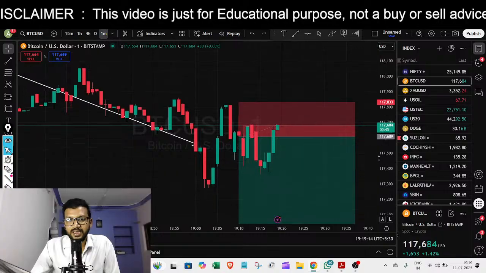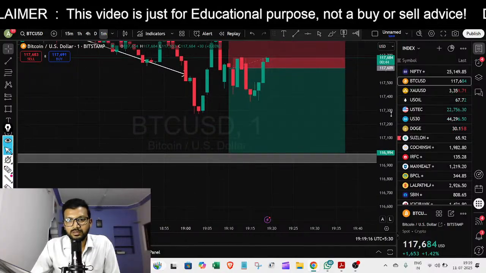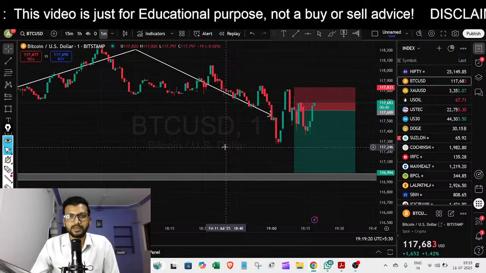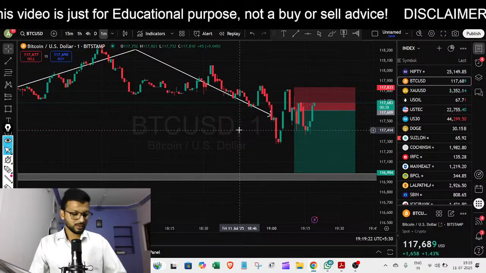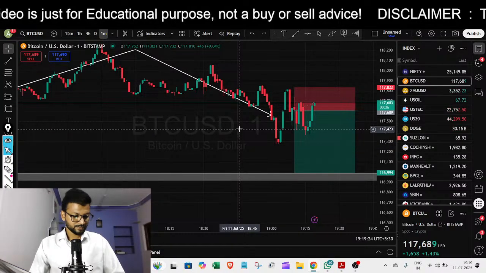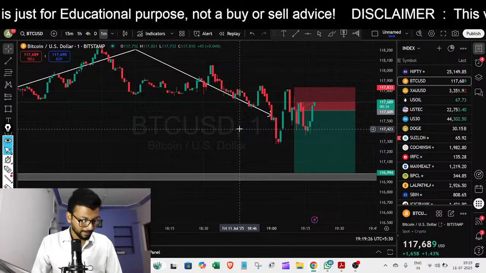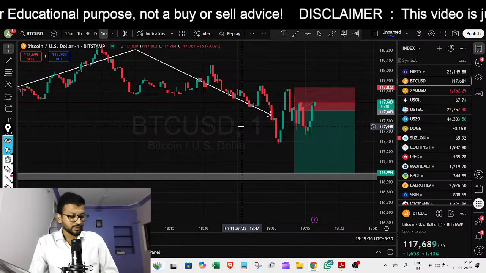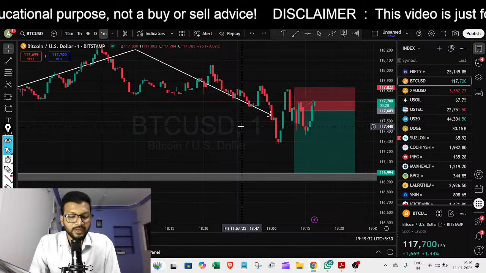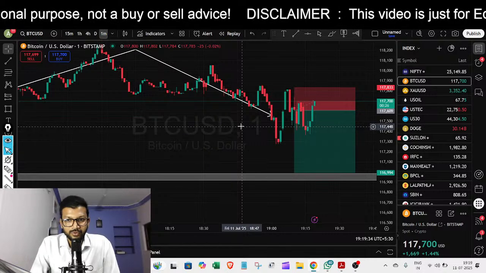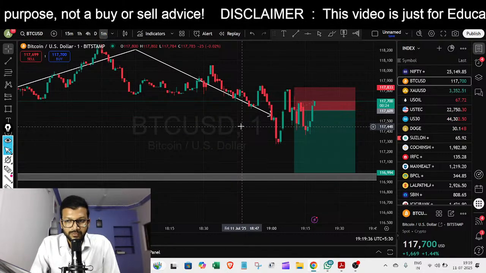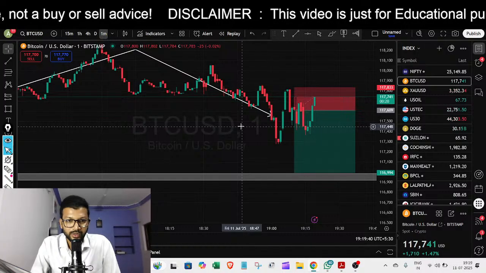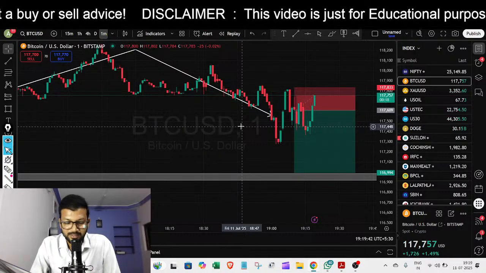So BTC has reversed. Let us see whether our SL hits or our target. Which app do you use? For the Indian market I use Groww, for crypto I use CoinDCX, and for gold and Forex I use Exness.